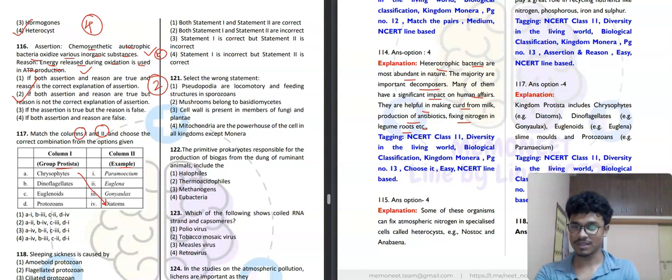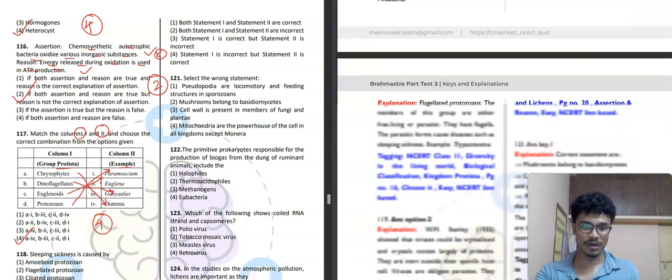Now the next one is dinoflagellates. So dinoflagellates, the example is Gonyaulax. Now the next one is the euglenoid. We know that euglenoids, the similar name, Euglena. And the last one is protozoan. Protozoan example is Paramecium. Now we matched all this, so here the fourth option will be our correct answer for this question. Moving towards the next question, 118.